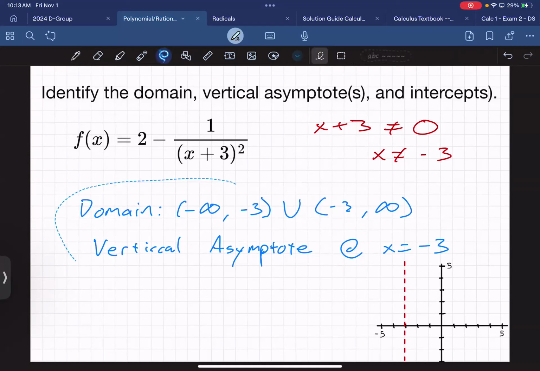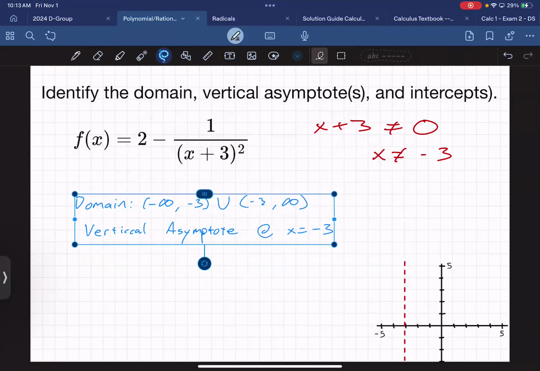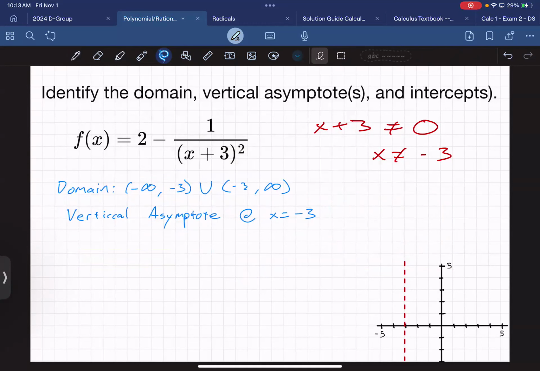Now, as far as collecting points, that's where the next step comes in with finding intercepts, right? Intercepts, as we saw, were important with polynomials. It's going to be the same thing here. So let's make sure we're comfortable with that process, right?